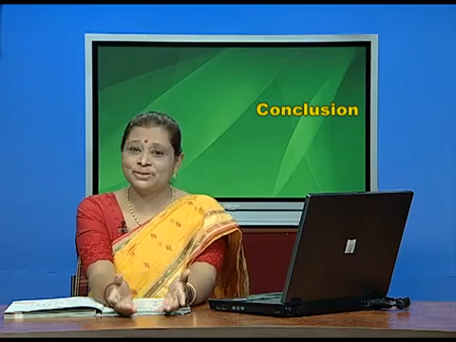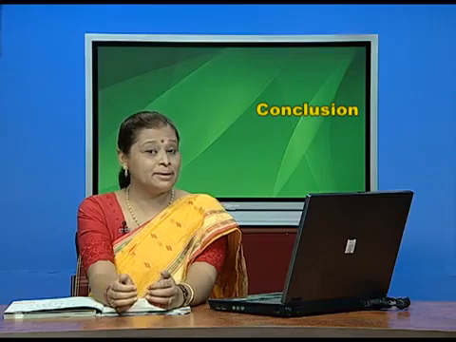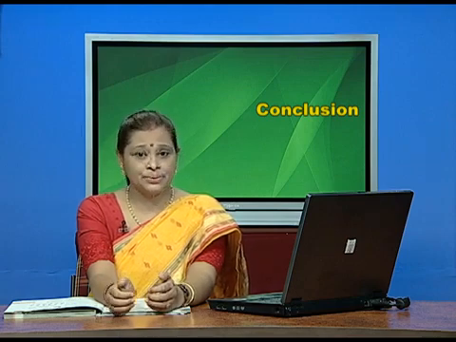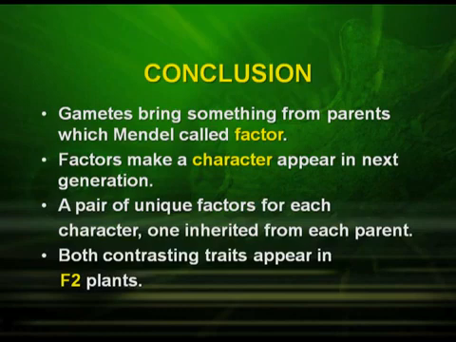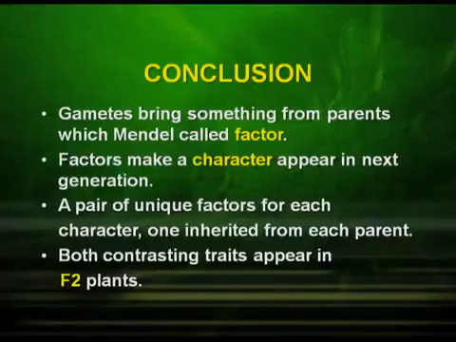Now, let us conclude what we have studied today. Gametes bring something from the parents which Mendel called factor. Here I say factor because at that time when Mendel worked, the term gene was not coined. The second important point, the factors make a character appear in the next generation. So, it is the factor which is responsible for the appearance of the character. A pair of unique factors for each character, one inherited from each parent. And both contrasting traits appear in F2 plants.